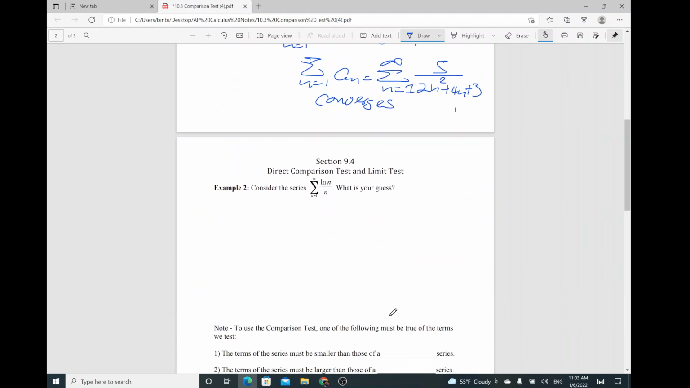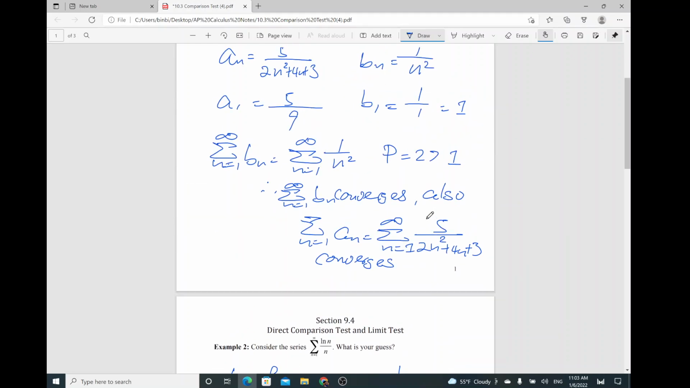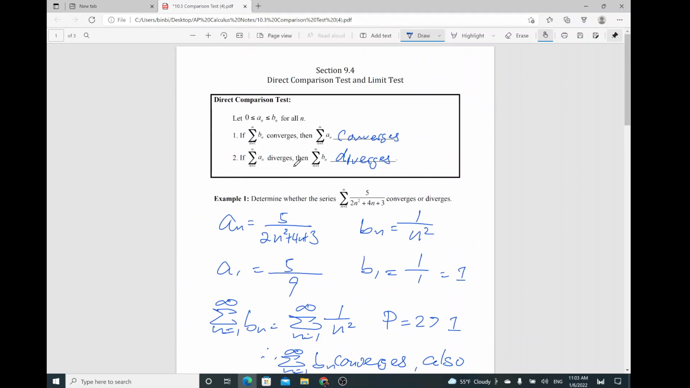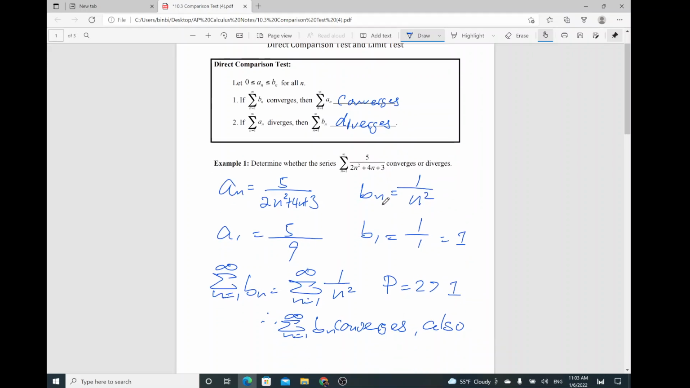Now let's try another one. What about this one here? Again, you can set that as either a sub n or b sub n. Let's say this one is b sub n, because I want to set up the similar series. The other one, a sub n, this time would be 1 over n. And according to the direct comparison test, if a sub n diverges, then b sub n diverges as well.